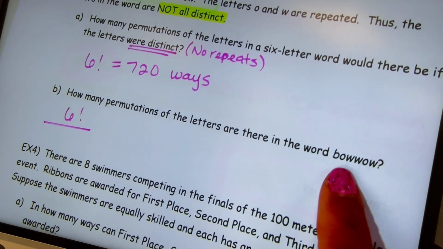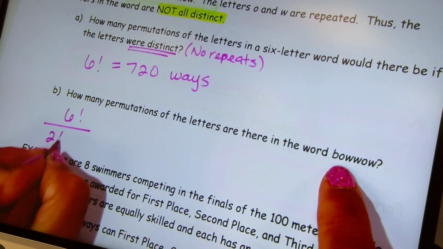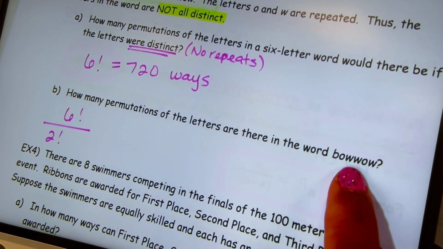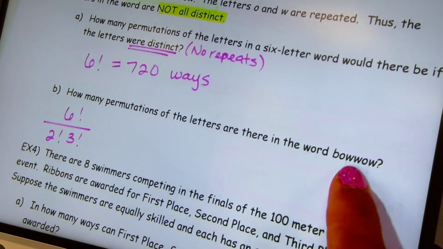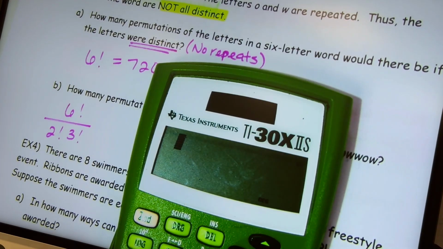So letter O, how many O's are there? 2. So we have to divide out a 2 factorial. And then W repeats. How many W's are there? 3. So we have to divide out a 3 factorial. Okay? So there's a couple different ways that you can go about this. For some of you, it might be easier to just do it by hand. The numbers are small enough. For some of you, it might be easier to type it into your calculator. I'm gonna try it in the calculator.